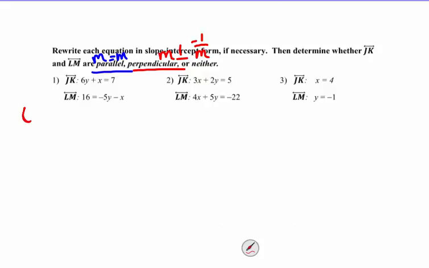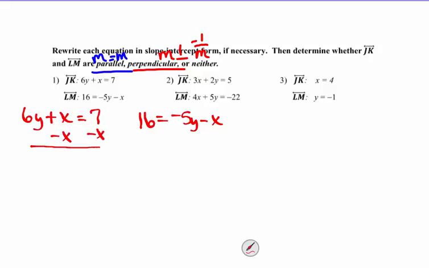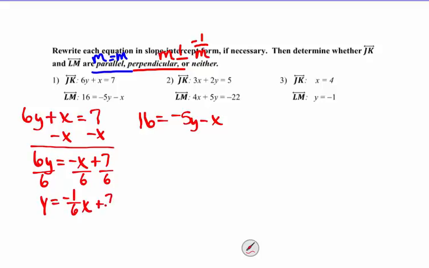So example 1, I have 6y plus x equals 7. I'm going to subtract x from both sides. Subtracting x from both sides, I have 6y equals negative x plus 7. Divide every single term by 6. And I have y equals negative 1/6 x plus 7/6. Again, the important thing here is the slope, negative 1/6.